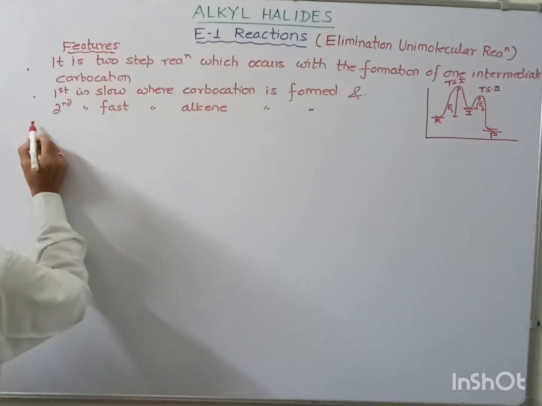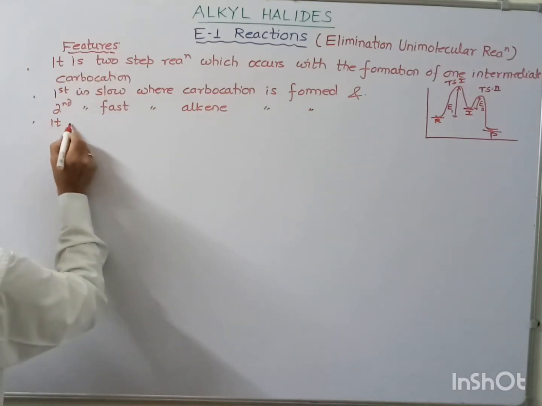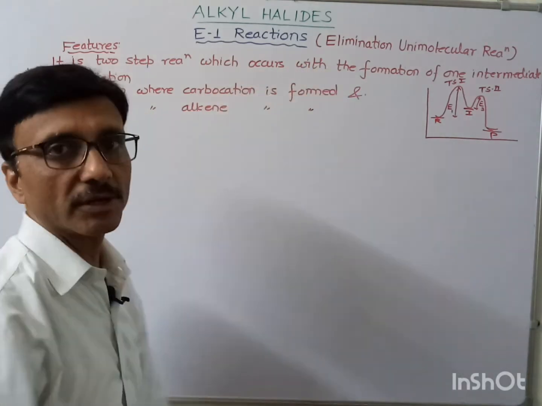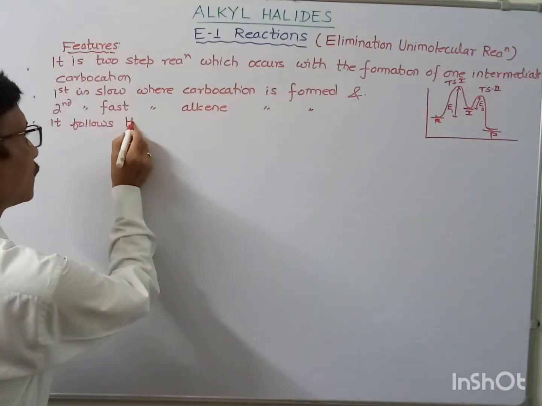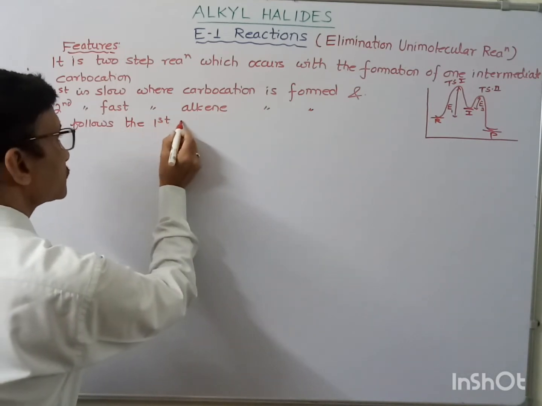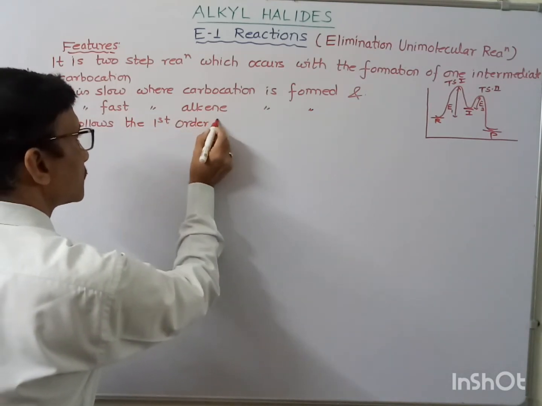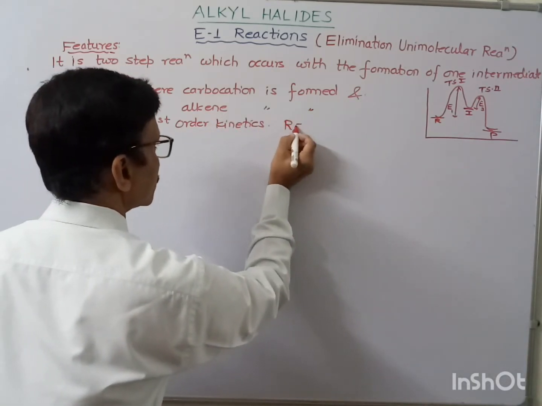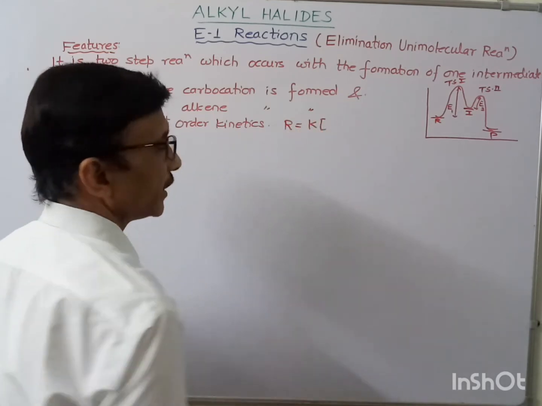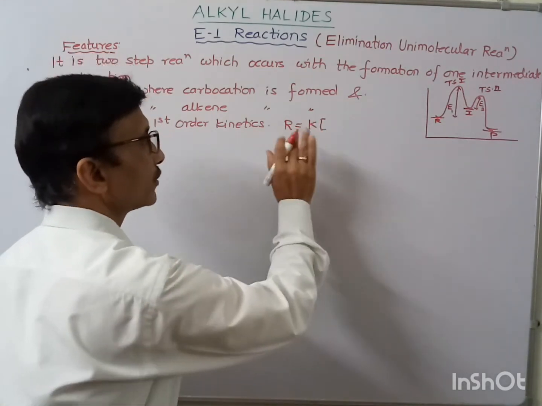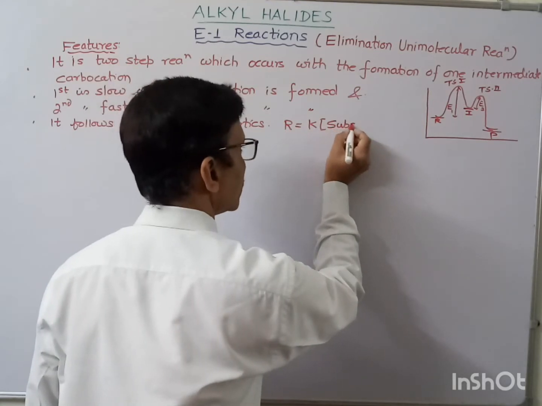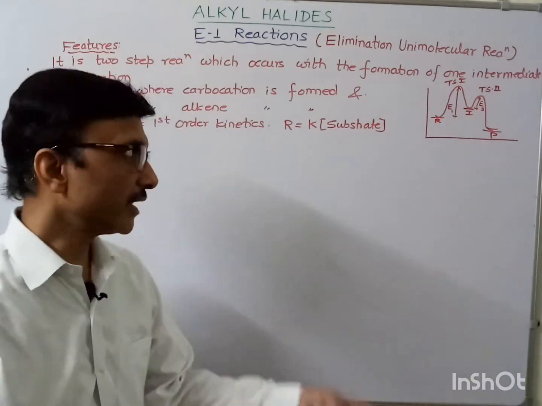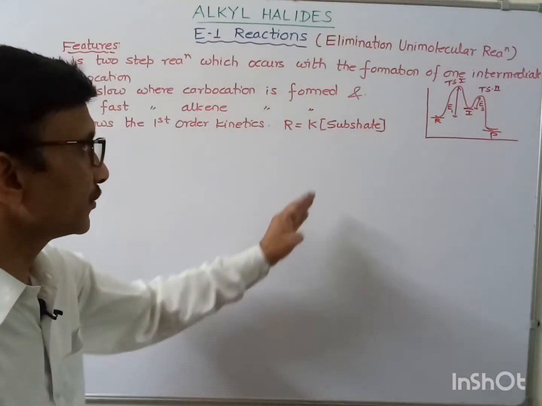So this first step is slow step, and the second step is the fast step. Next, such reaction follows the first order kinetics, as it is a unimolecular reaction. Means the rate of reaction depends only upon the concentration of substrate. Here the substrate will be alkyl halide, or it may be any alcohol. We may take also the alcohol as a substrate.